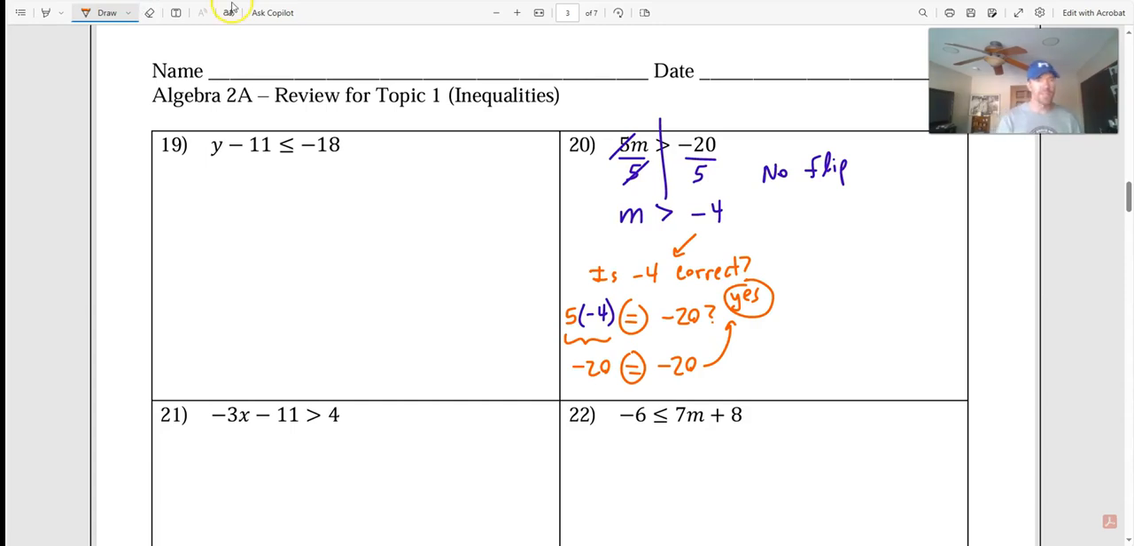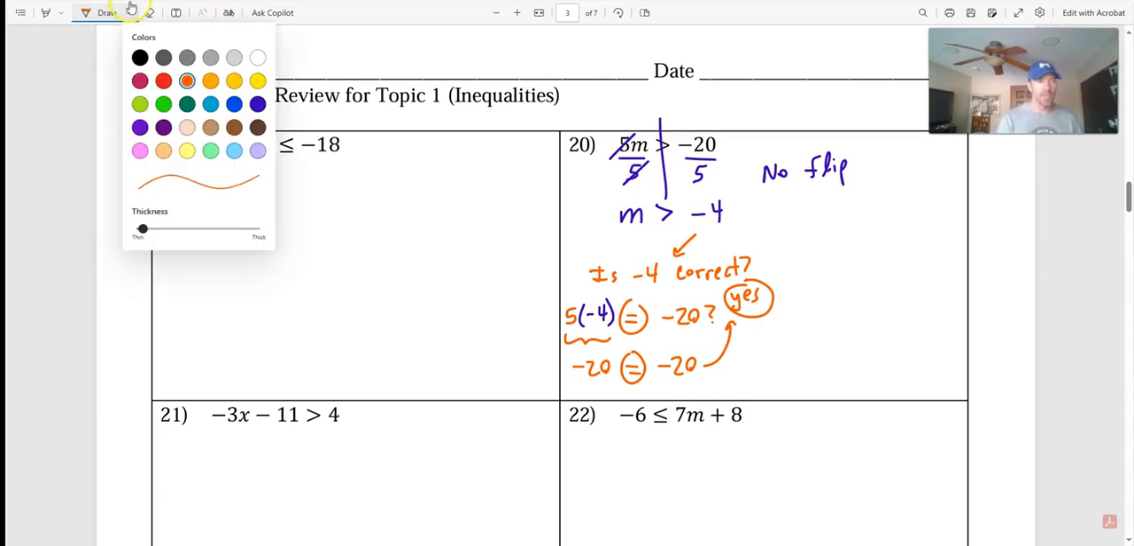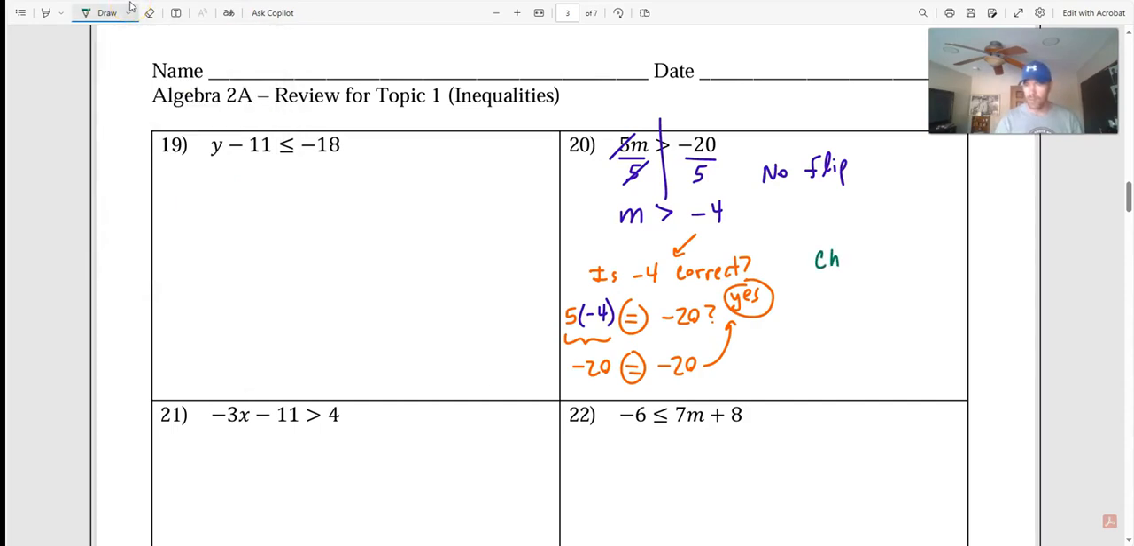Negative 4 seems to be the correct answer. And so next we check the inequality. Is it correct to say that m should be greater than -4? So what could go in place of m here? What's greater than -4? Well, like on the last problem, I like to do 0. 0 is greater than -4. If 0 works, 0 is usually pretty easy to check. So that could be a value for m based on my answer.